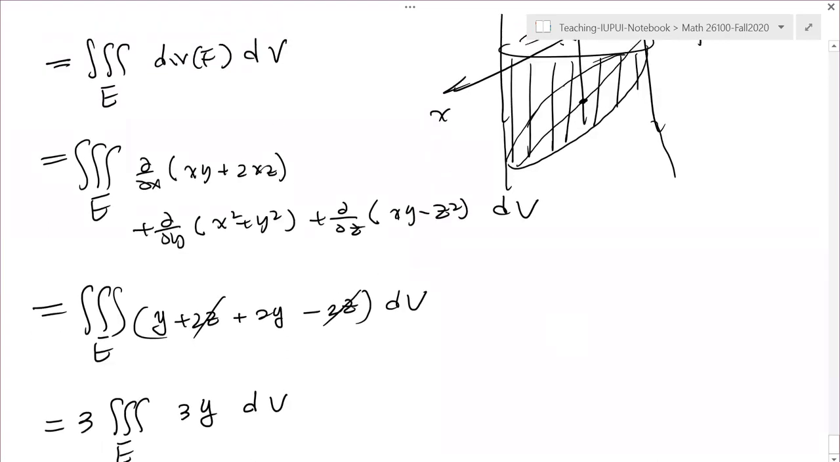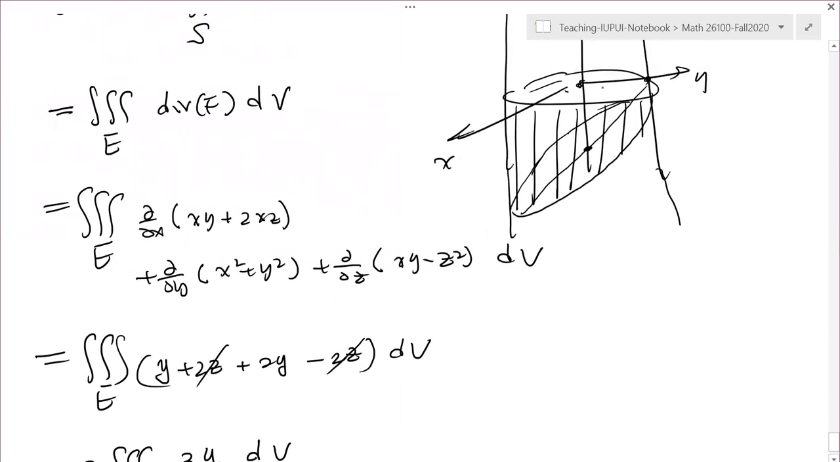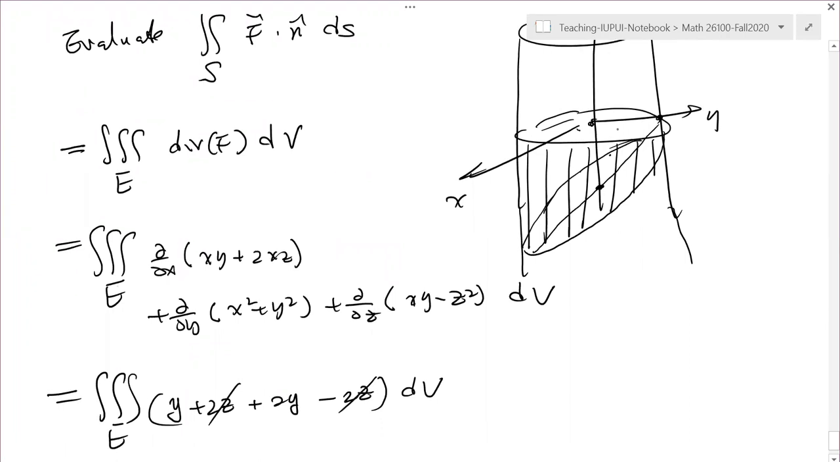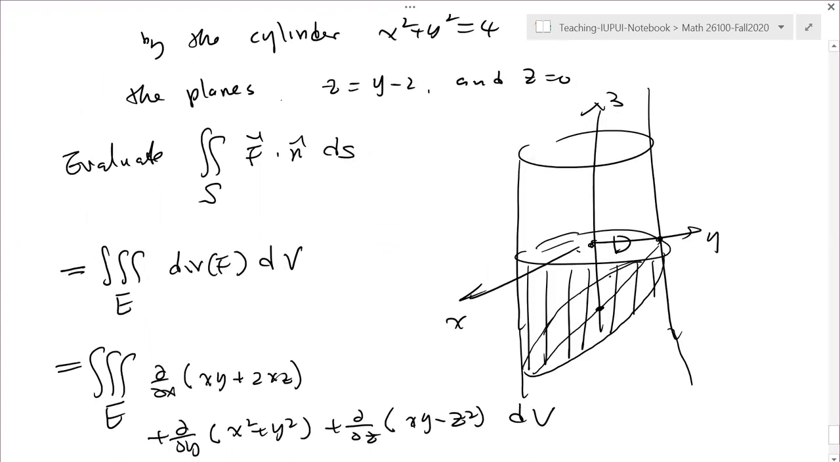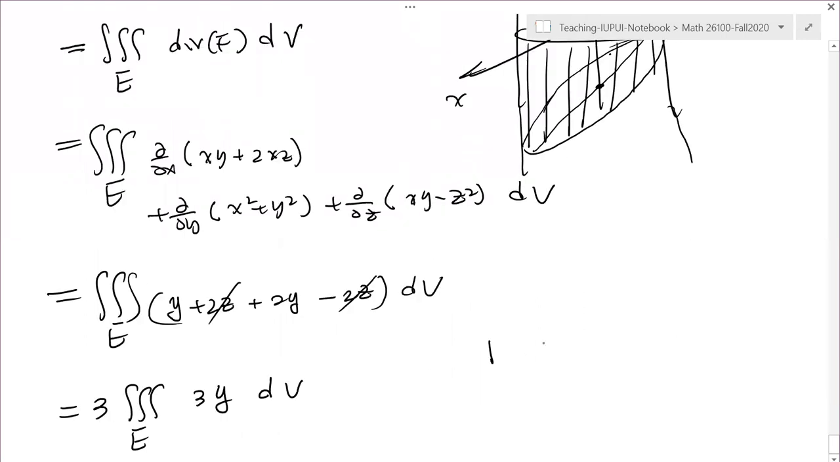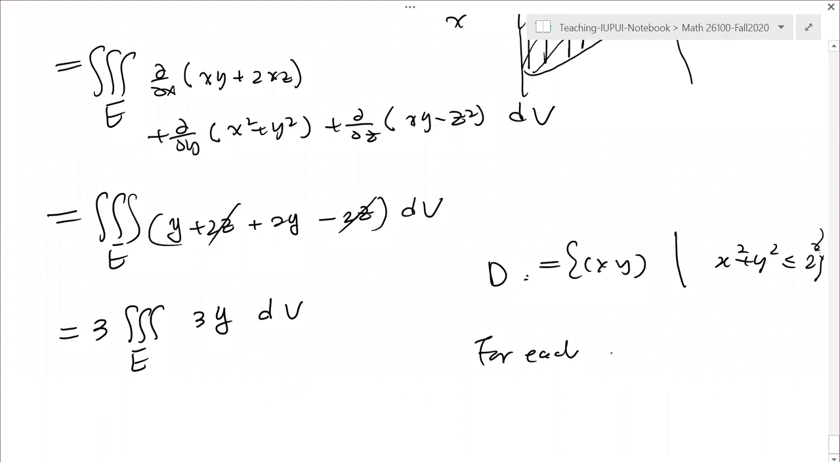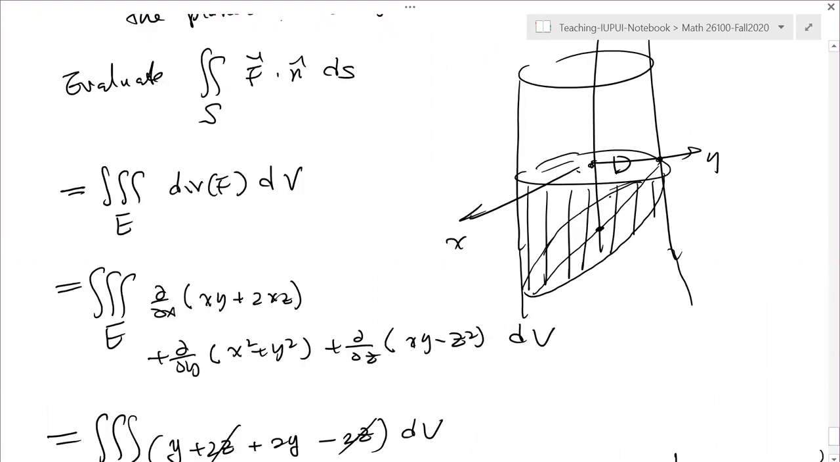Now, the triple integral should be converted to an iterative integral. How do we do that? This is my D, the disk. Okay, the disk is D, right? Yeah, it's going to be x squared plus y squared equals 2 squared. So D is going to be x squared plus y squared less than or equal to 2 squared. Okay. So for each point x, y in D, z is between 0 and y minus 2. Yeah, z is between y minus 2 and 0.